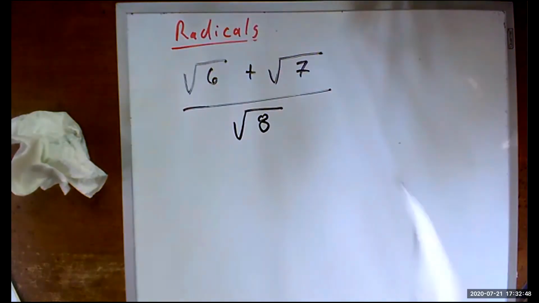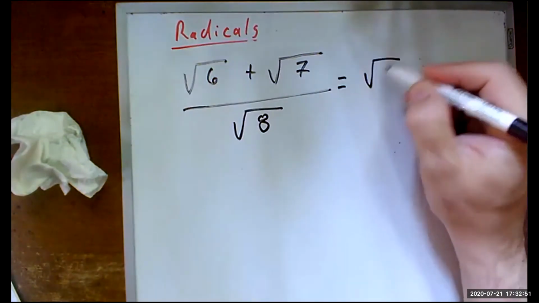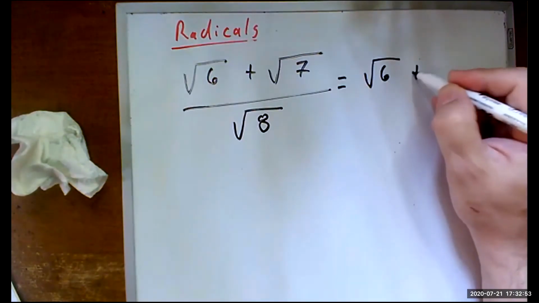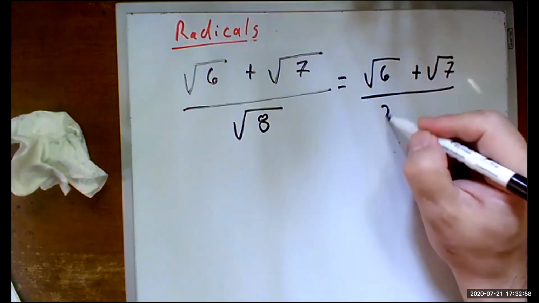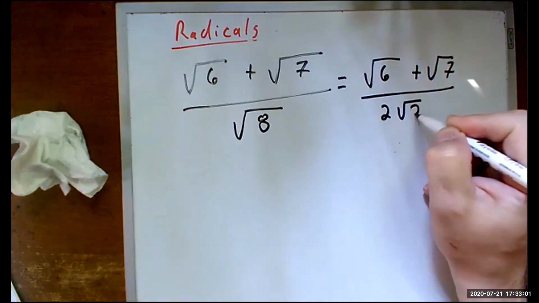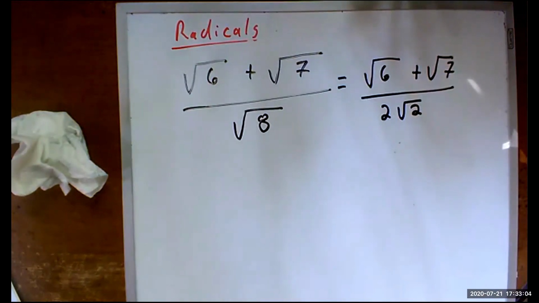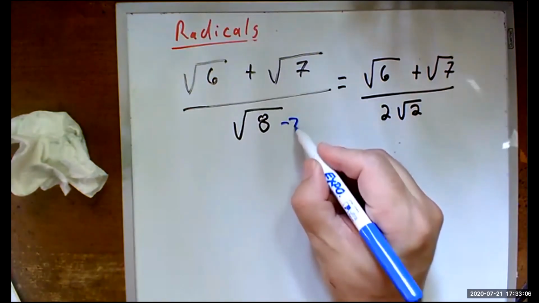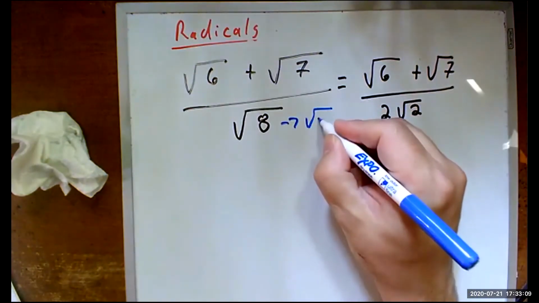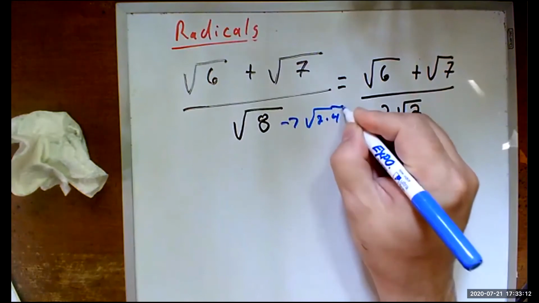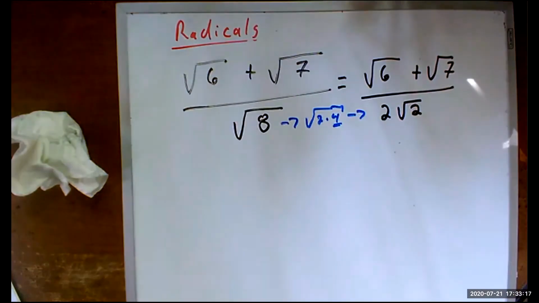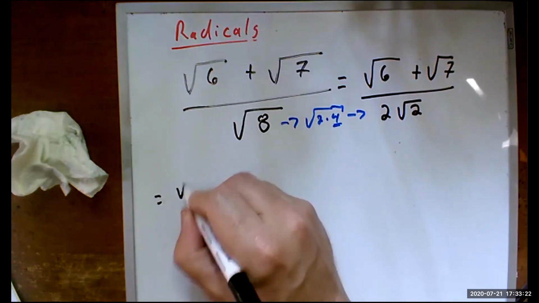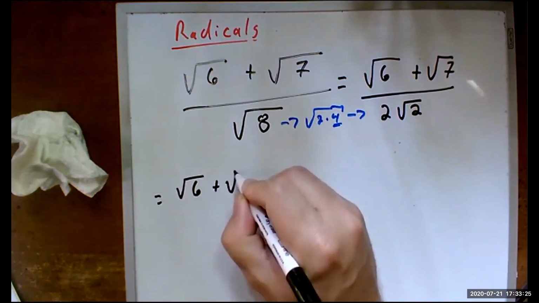First thing I can do is simplify that one. That's as simple as it gets. There are no squares hidden in 6. There are no squares hidden in 7. But there is a square hidden in 8. It's 4. So this becomes square root of 6 plus the square root of 7 all over 2 root 2. Those of you who are wondering what happened there, this became square root of 2 times 4, and then the 4 was a square, so it came out over there.